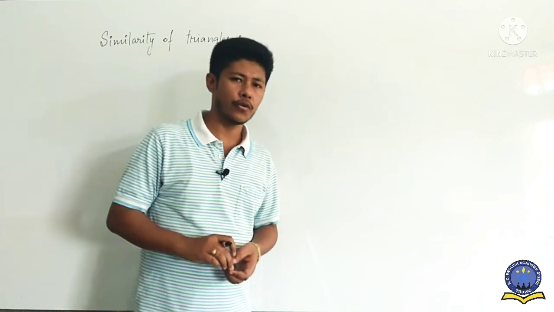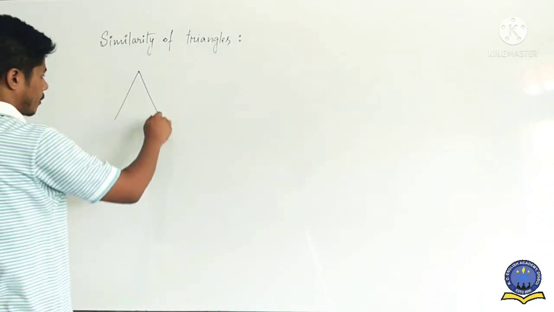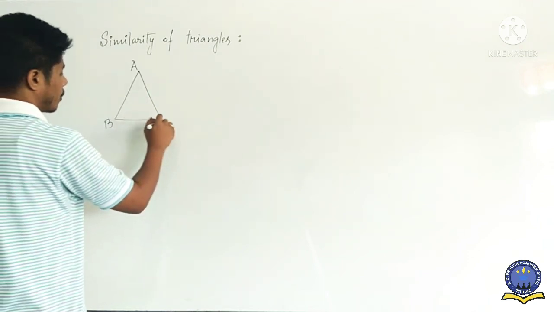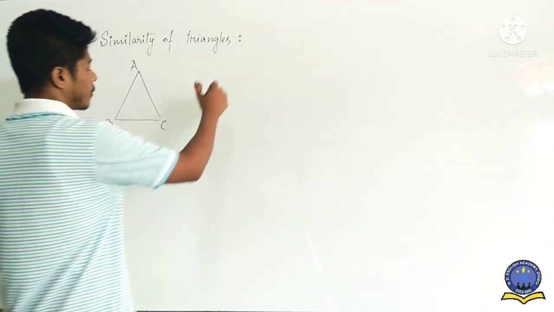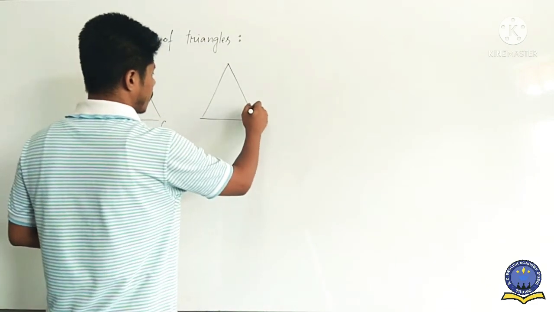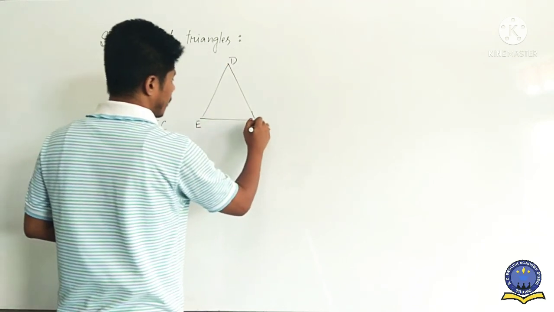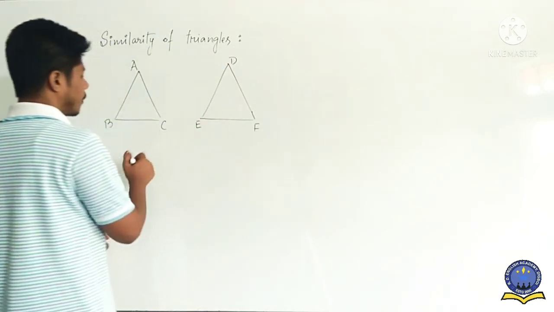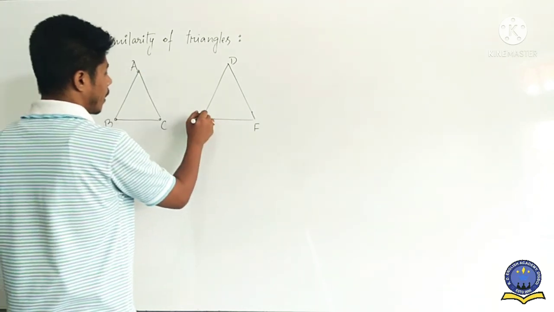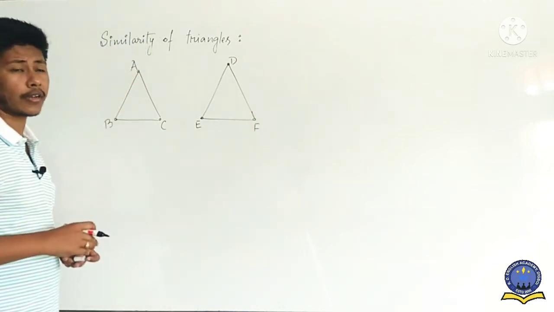First of all, we have to consider two triangles. Suppose the first triangle is this one, and we consider it A, B, C. And the second triangle, suppose this one is D, this one is E, and here it is F. Clear? So the first triangle is ABC, and the second one is DEF.